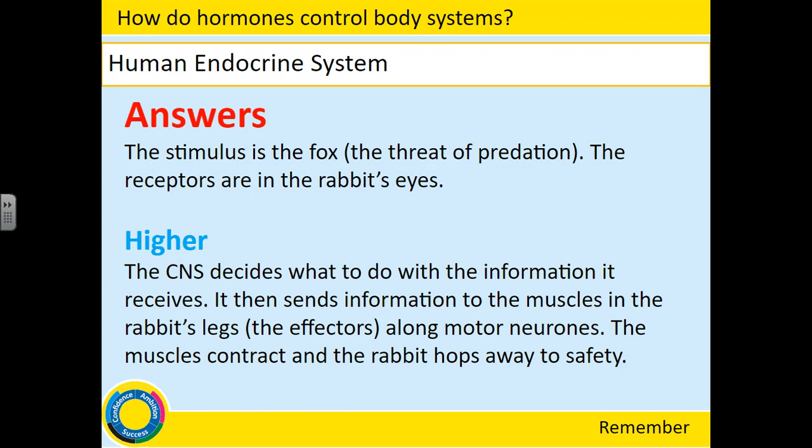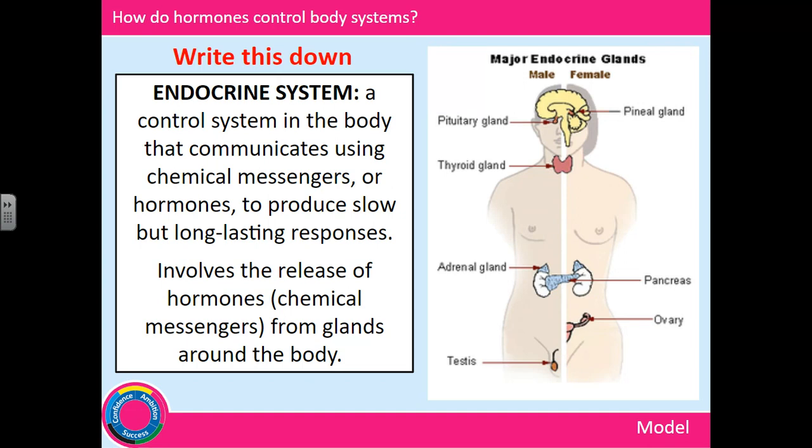Okay, moving on to the human endocrine system. So you need to write down this definition. The endocrine system is a control system in the body which communicates using chemical messengers, also known as hormones, to produce slow but long-lasting responses to certain stimuli. This process involves the release of hormones, which are also going to be known as our chemical messengers, from different glands around the body. You can see on this picture to the right where all the different glands are in our body. We've got pituitary gland, thyroid, pancreas, ovaries, testes, adrenal glands. We're going to look at all of these in a little bit more detail a little further on. So pause the video, write down that definition.